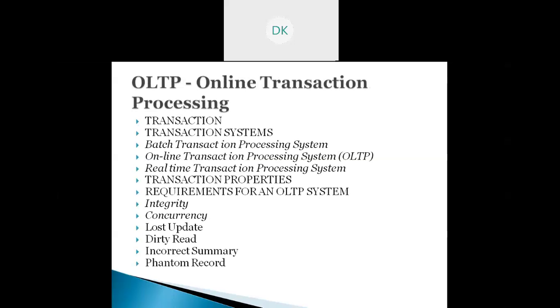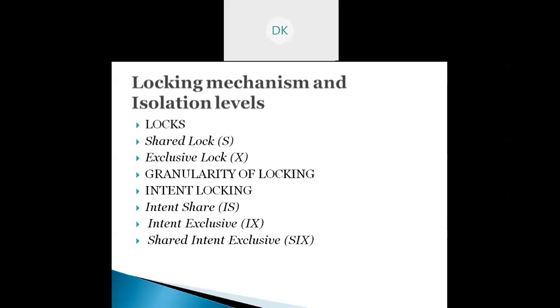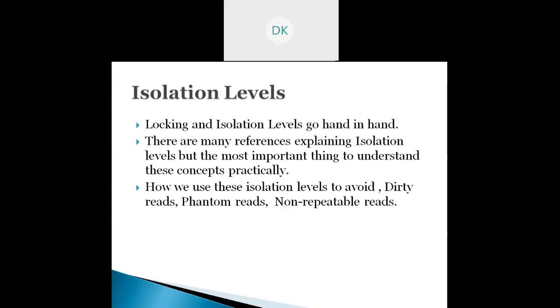Transaction system, batch transactions, online transaction, real-time transaction, transaction properties, requirements for an OLTP system, integrity constraints, lost update, dirty read, incorrect reads, phantom reads, locks and isolation levels, shared lock, exclusive lock, granularity of locking, intent shared, intent exclusive, shared intent exclusive, and the isolation levels. Locking and isolation go hand in hand.